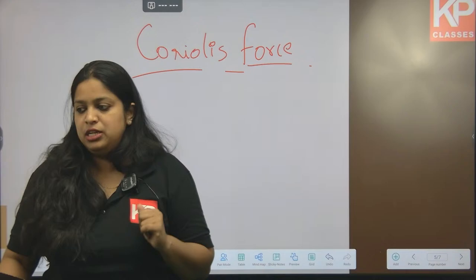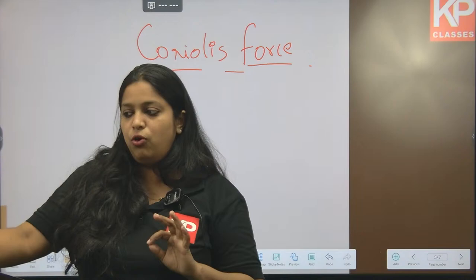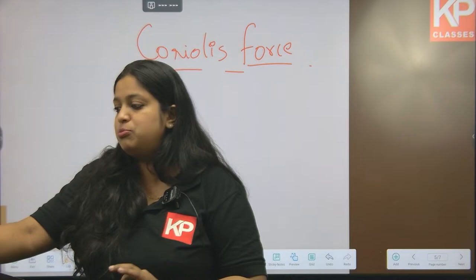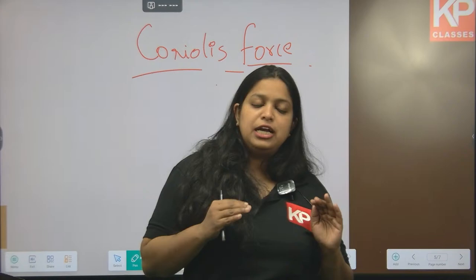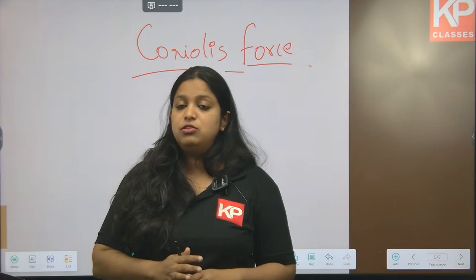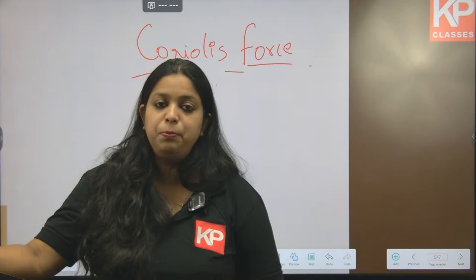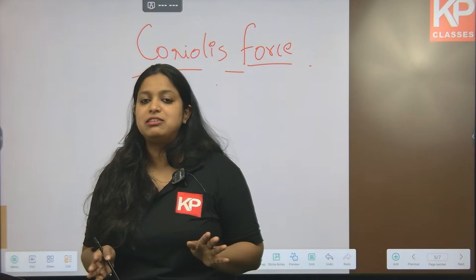Now, Coriolis force increases from a value of 0 at the equator to a maximum at the poles. Coriolis force is actually 0 at the equator and it is maximum at the poles. This is another important point about the Coriolis force. Its effect is zero above the equator, and its effect is maximum above the poles.